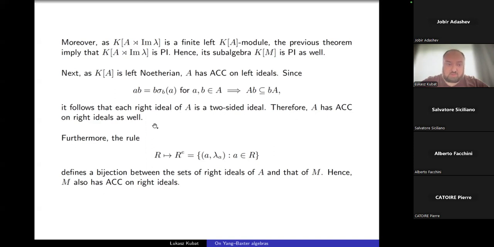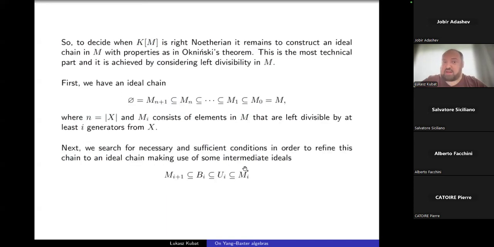here is also an explanation that in the monoid M, pulling some information about monoid A to monoid M, we obtain also that our monoid M satisfies ACC on right ideals because A has this property. And here we have a bijection between right ideals of A and M. So the only missing part to describe Noetherianity is the construction of the chain with nice factors.